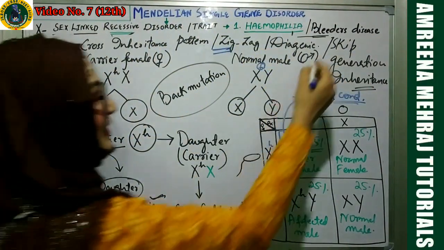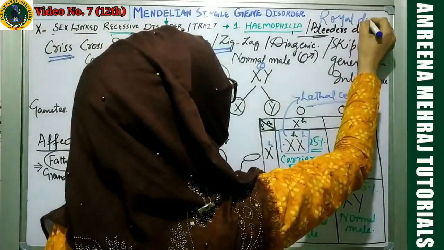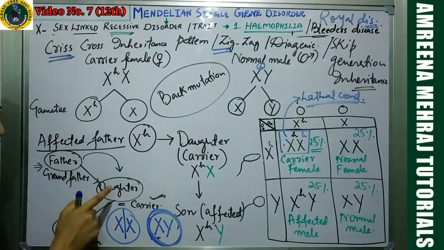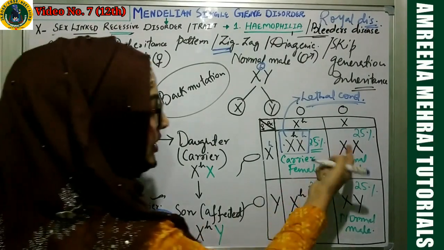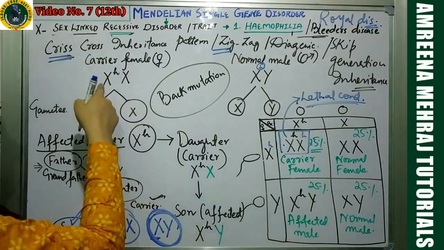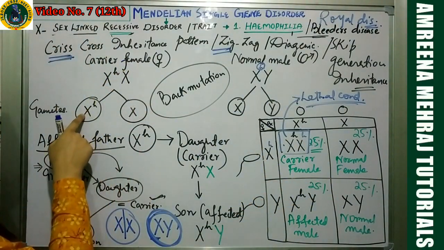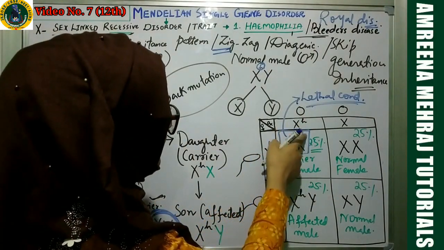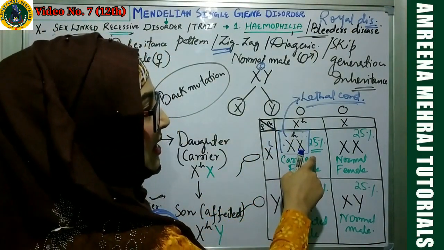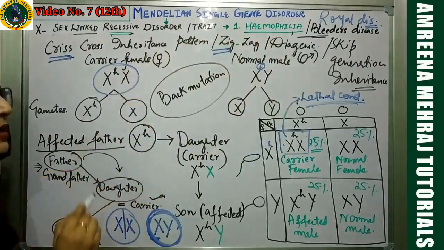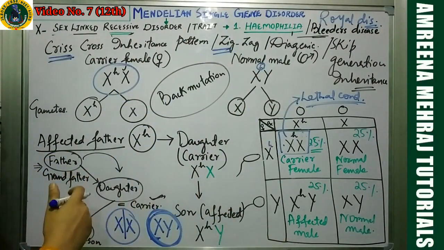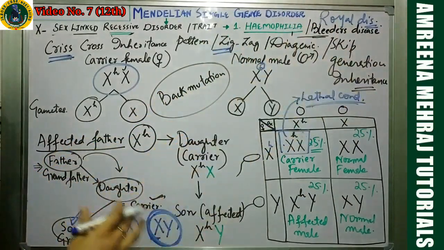So Queen Victoria, you call this the royal disease. Queen Victoria was what basically? A carrier. She had received this mutated X chromosome from her father. So her daughters also became carriers. She transferred this mutation to the daughter. Okay, so the daughter also became a carrier. Suppose she's a carrier female. I'll remove this. So this was the daughter of Queen Victoria. She was married to a normal male, and then their descendants, Queen Victoria's grandsons and great-grandsons, developed this disease.